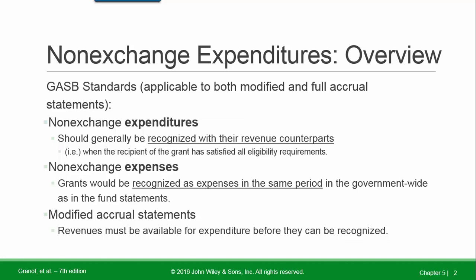For example, when the recipient of the grant has satisfied all eligibility requirements. Non-exchange expenses: grants would be recognized as expenses in the same period in the government-wide statements as in the fund financial statements. Modified accrual statements: revenues must be available for expenditure before they can be recognized.